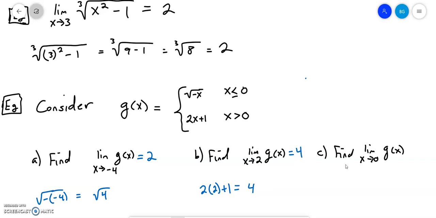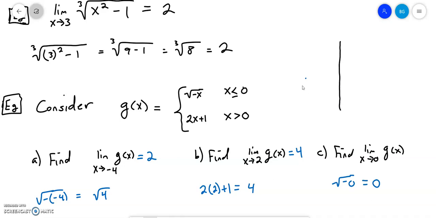Now, this one right here is going to give us fits. The limit as x goes to 0. Well, 0 is equal to 0, so we're going to use the top rule. So we're going to find the square root of -0, which is just 0. So the plug-in method suggests this should be 0. However, that's not right. That is not the limit.